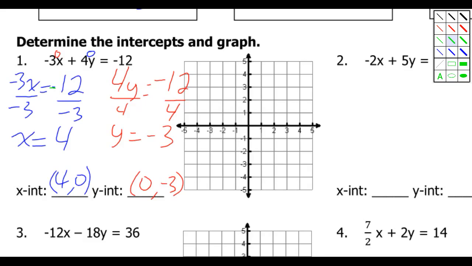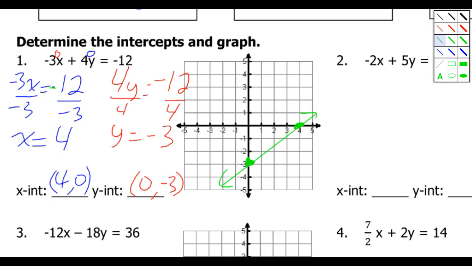So if I plot those, 4, 0 indeed hits the x-axis, so that is an x-intercept. 0 to the left and right, down 3, there's my y-intercept. Let's see if I can get a line to pass through both of those points, something like so. Notice I'm putting arrows on there because it actually continues in both directions. So I'm plotting 2 points, but it really continues going in both directions.